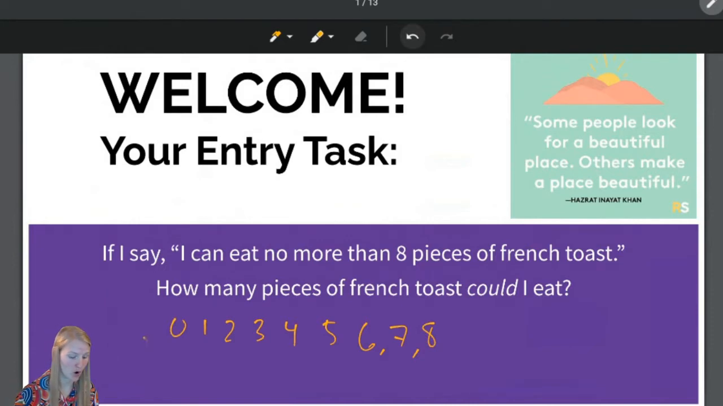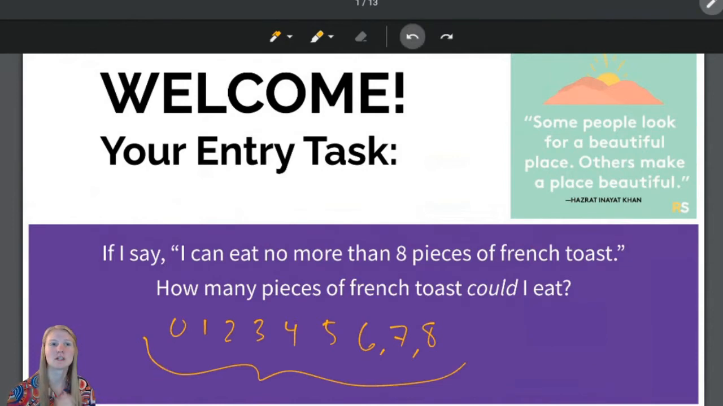So these are all the options. I could have no French toast. I could have 0 pieces. I could have 1 piece of French toast, 2 pieces of French toast, etc. Now, it doesn't make sense to talk about negative numbers, because how could you eat -1 pieces of French toast? Let's not think about that. So these are all the options.